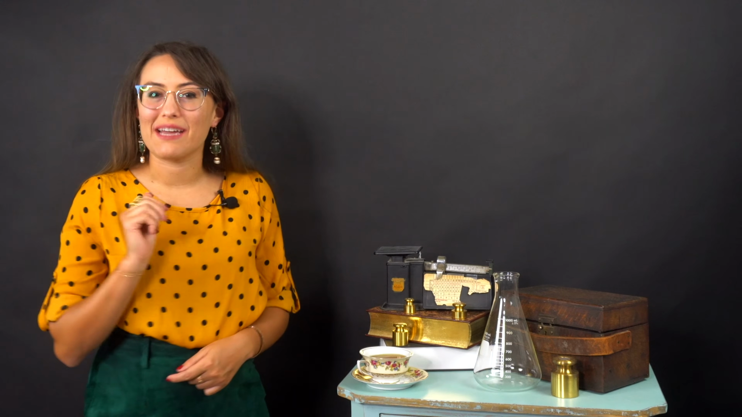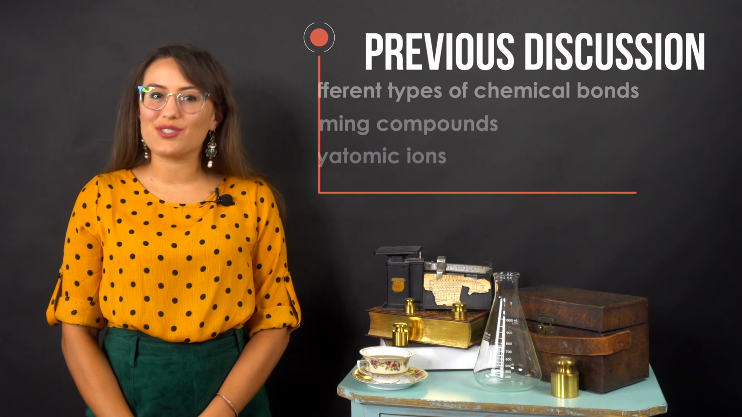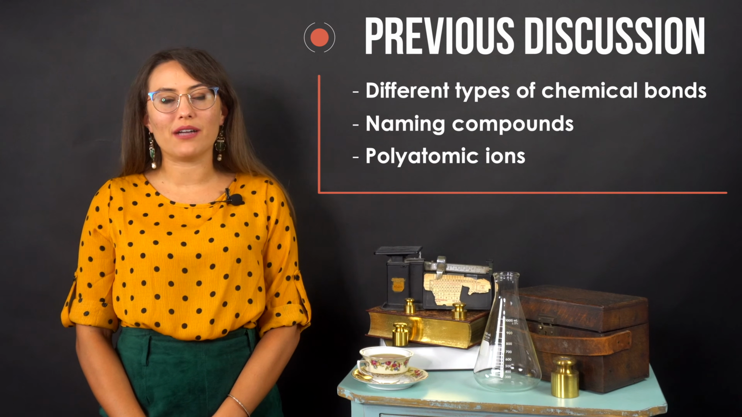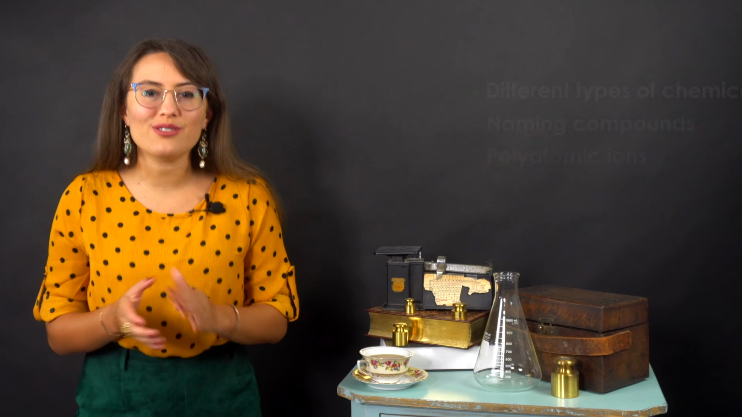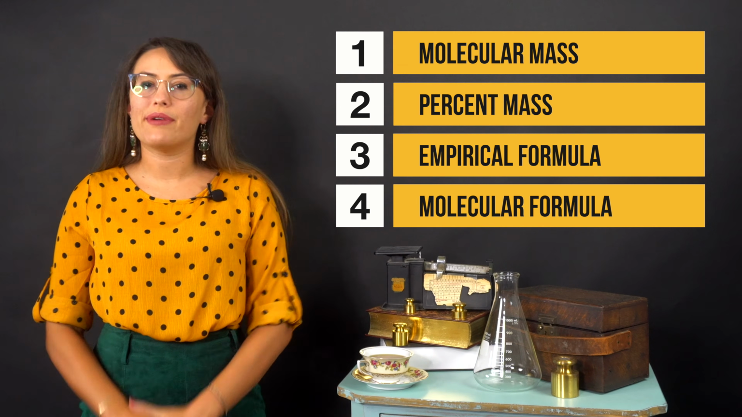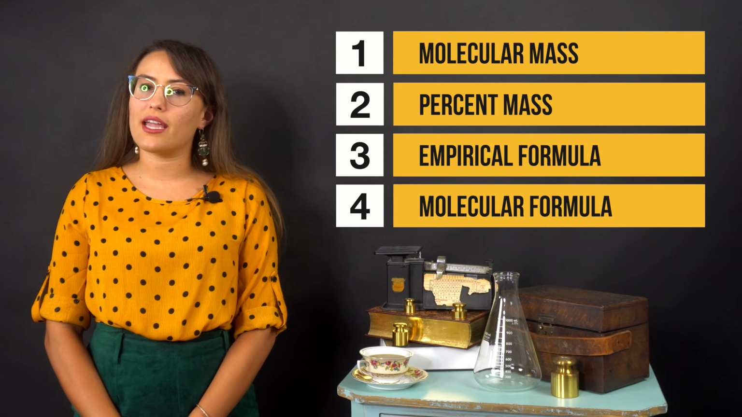Hello and welcome back to Chemist Tea Time. In our previous discussions, we were introduced to some different types of chemical bonding and how these compounds were named. Now let's take a closer look at some calculations involving compounds including molecular mass, percent mass, empirical formula, and molecular formula.